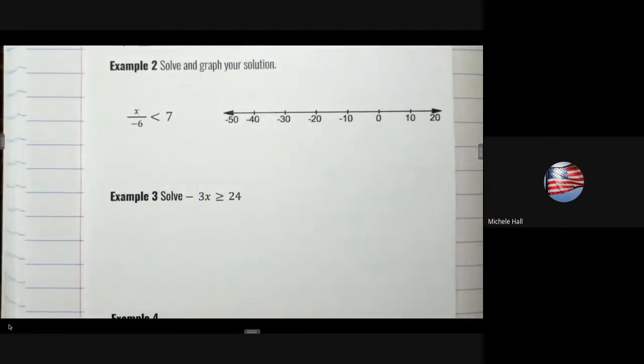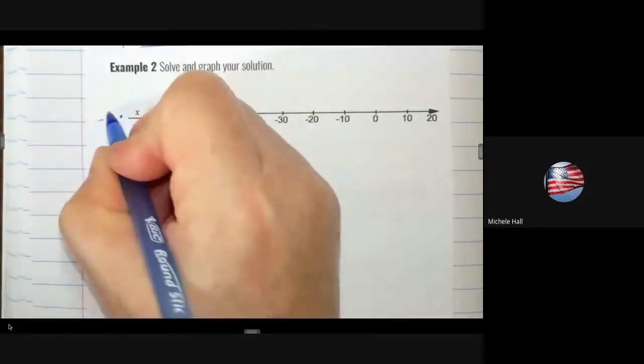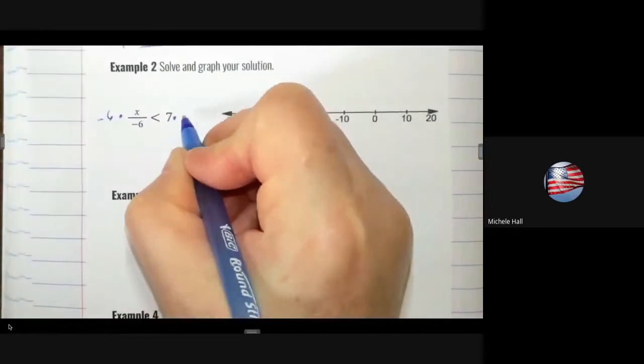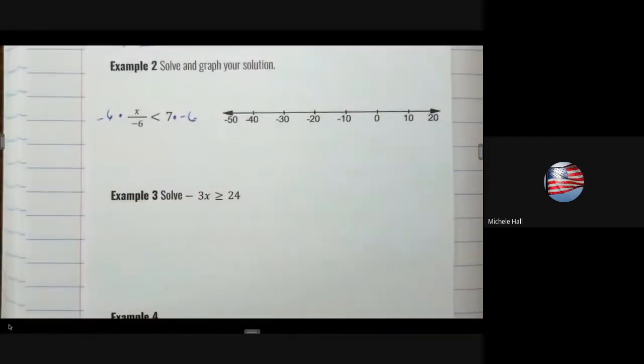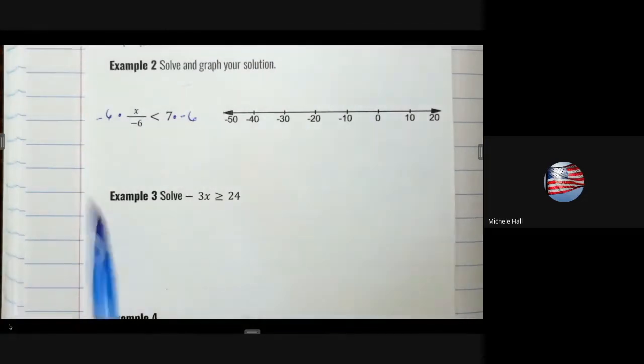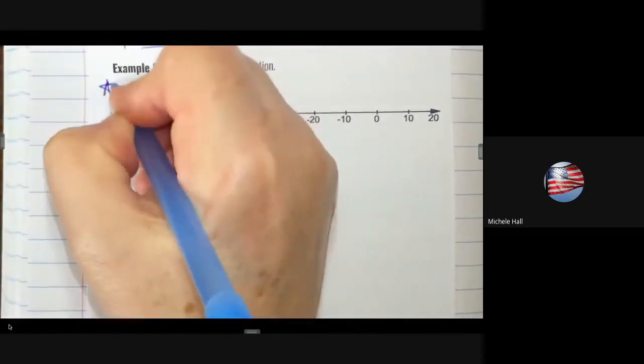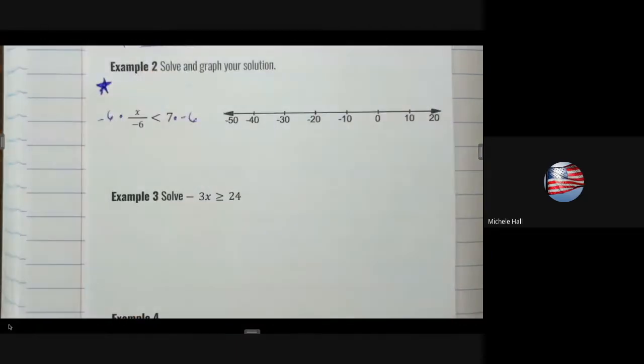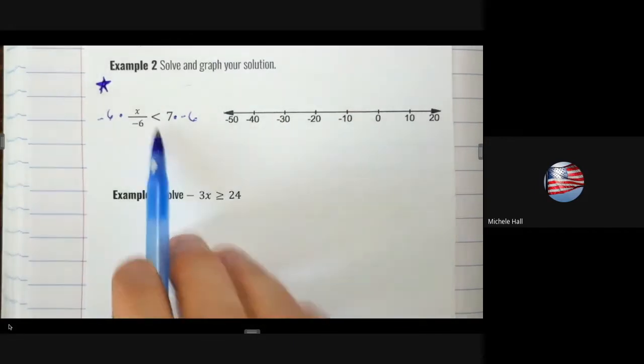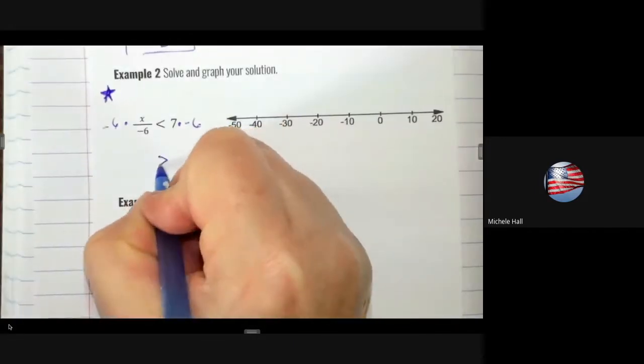Example 2. X is being divided by -6. I need to multiply this side by -6, and I need to multiply this side by -6. And there's something that happens here. When I multiply, we're going to put a little star next to this. When I multiply or divide by a negative number, I need to make sure I flip the inequality sign. It's going to become greater than.